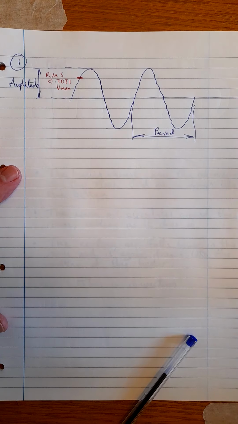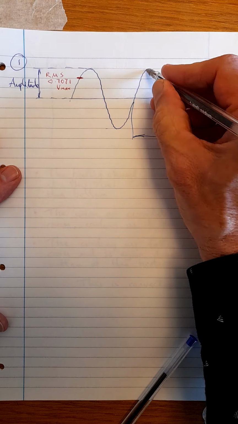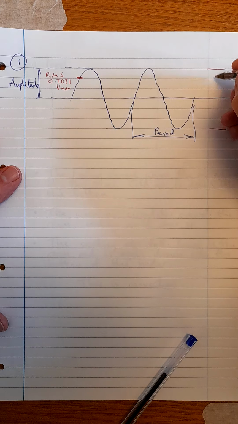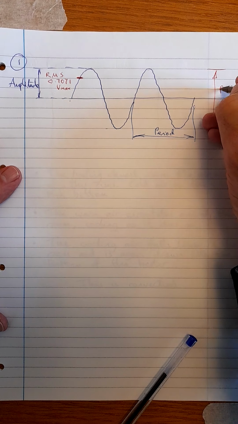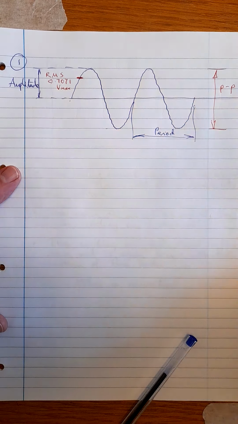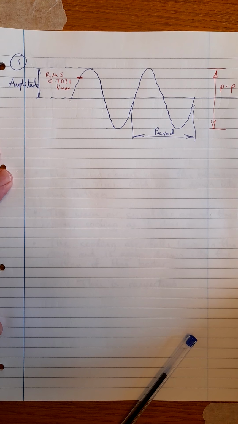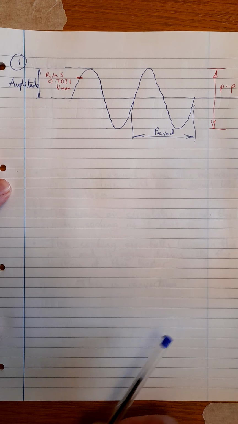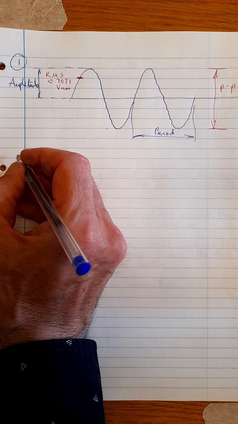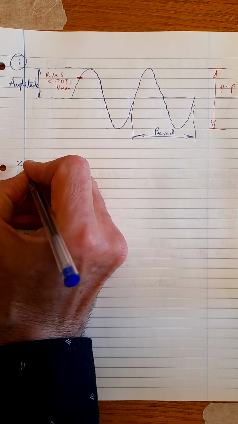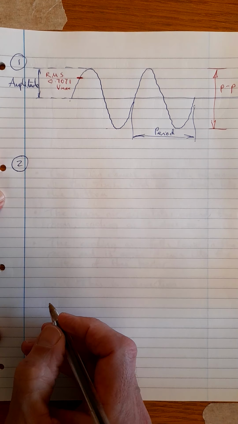And that just leaves peak to peak, which is from the top of one peak to the bottom of the next. So that is peak to peak. Okay, can't remember how many marks that was for, but there you go. So hopefully you've got that one done okay. So let's move on. Let's have a look at question 2, periodic time.